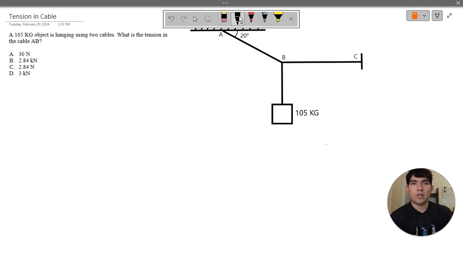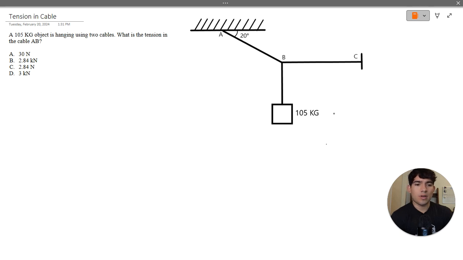So the first thing that we need to do is convert the mass, 105 kilograms, into a force. We can do that by multiplying 105 kilograms by 9.81 meters per second squared. And that will give us 1030 newtons, so 1030. And that is the weight of this block in newtons.